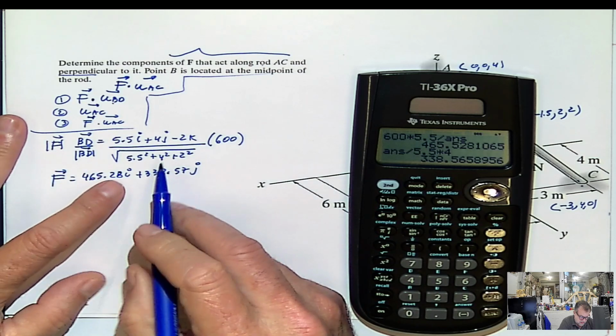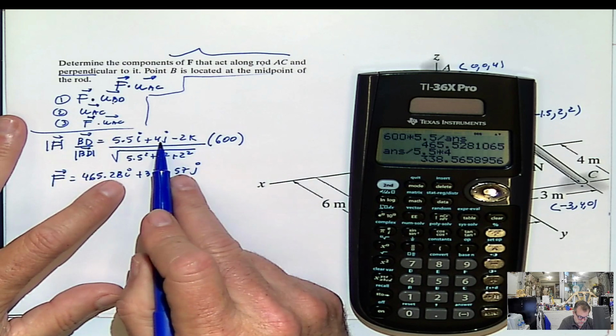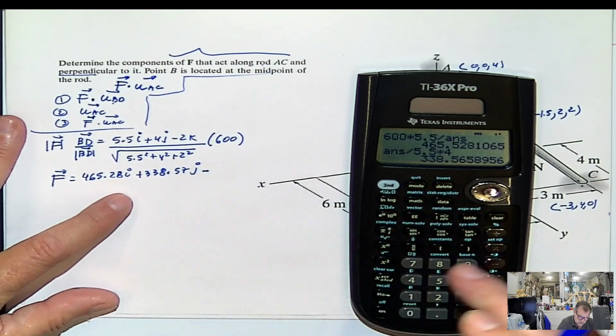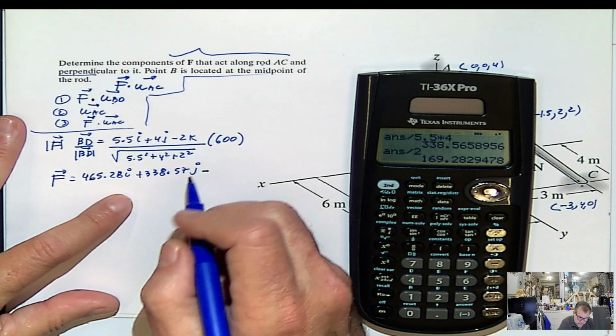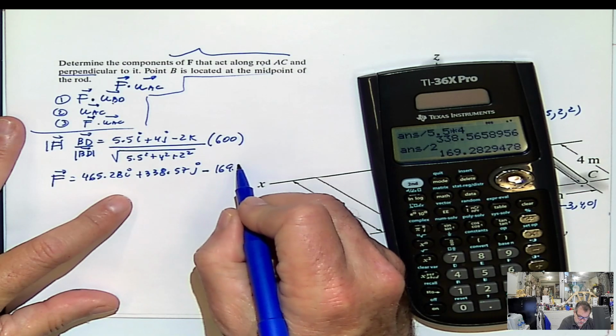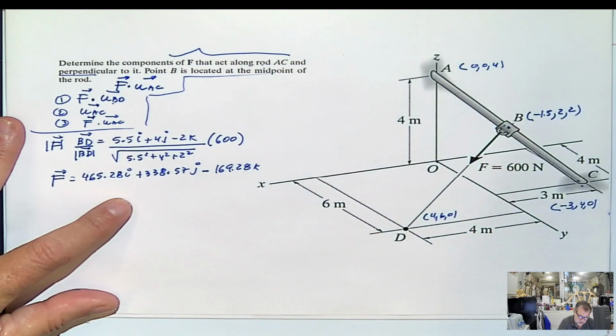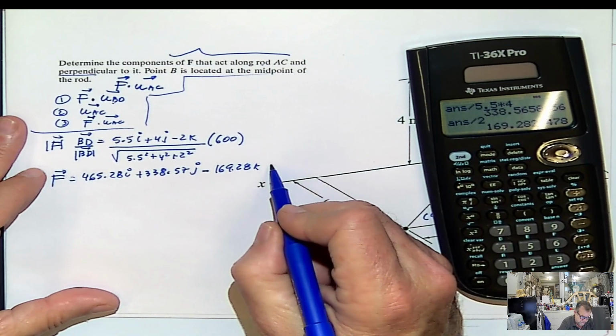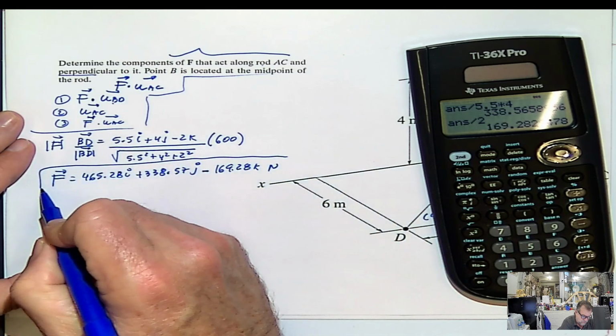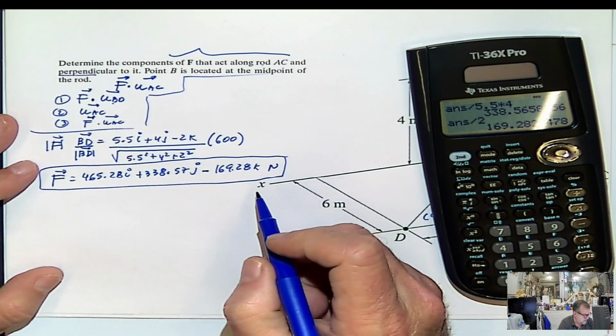338.57 J. And I know that now this is going to be 2, so it's going to be half of this one. I divide this by 2, 169.28 K. And the forces are in Newtons. That's the force. Next step. What is the next step?